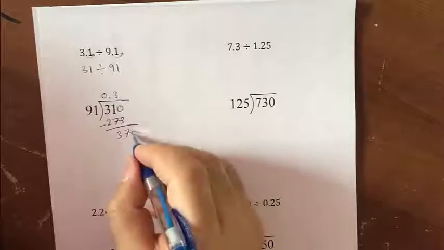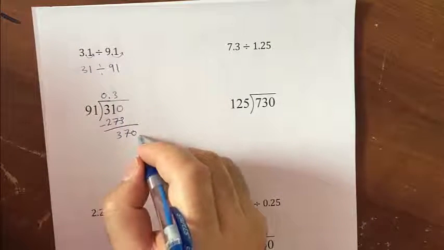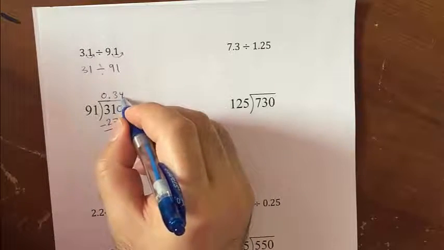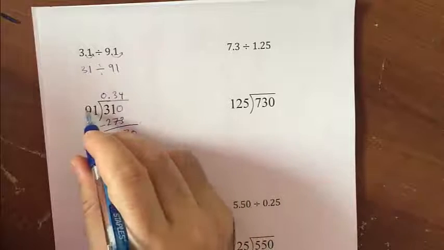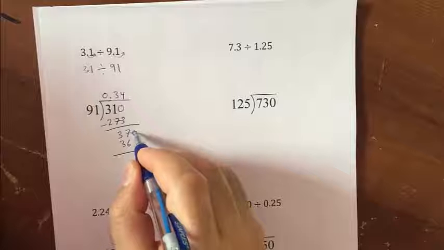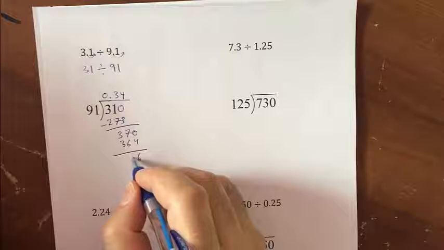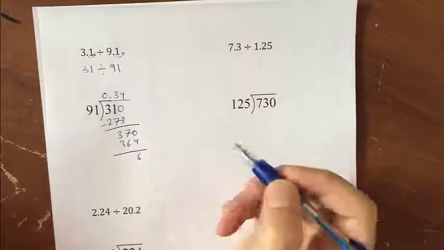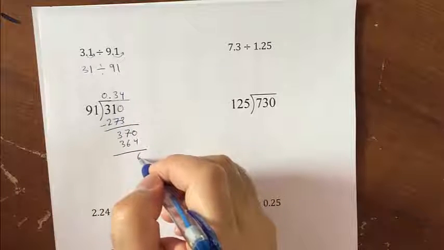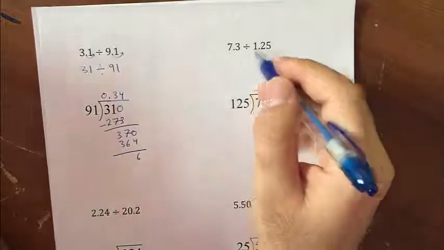Because of the decimal, you are allowed to add a 0 without doing anything here. So we have 370. This time, because it was 310, now let's use 4. 4 times 1 is 4. 4 times 9 is 36. So 10 minus 4 is 6. 6 minus 6 is 0. 3 minus 3 is 0. And it just continues. So the answer, if you want to leave it at 6, is 0.34.